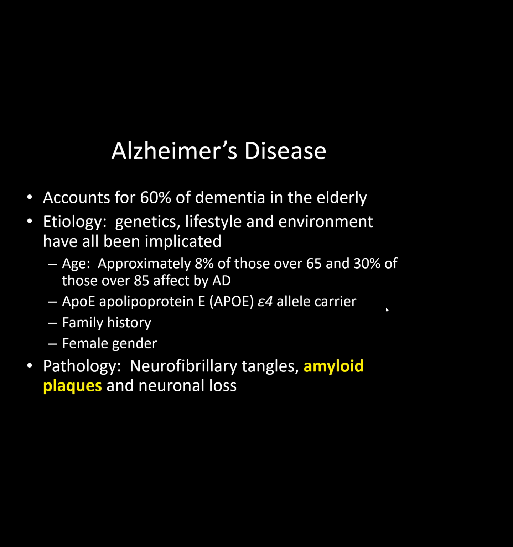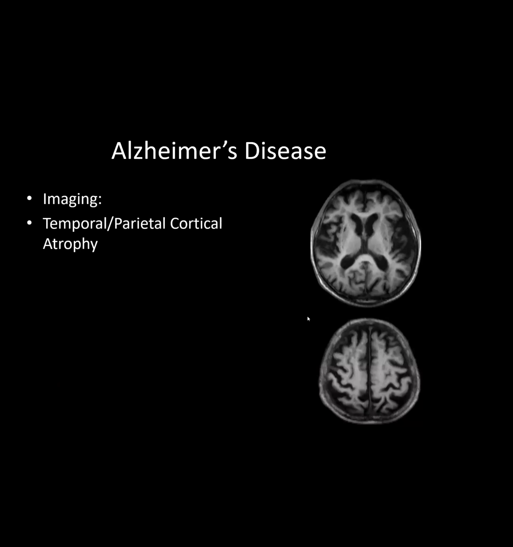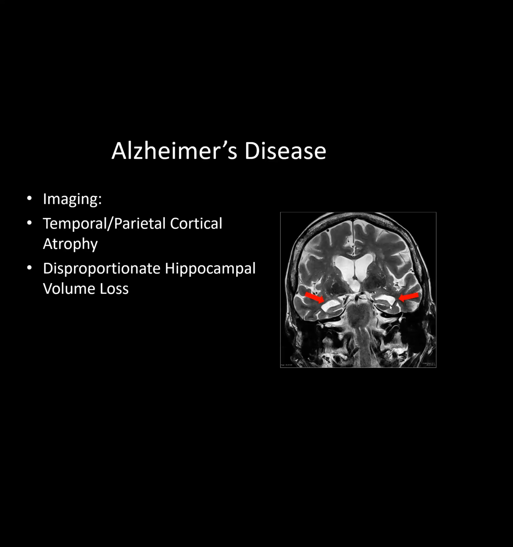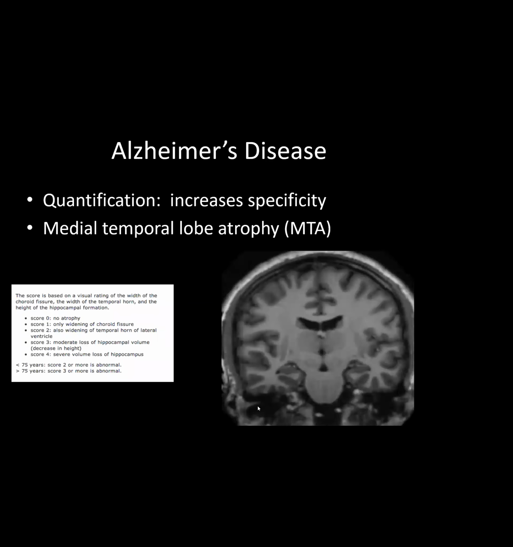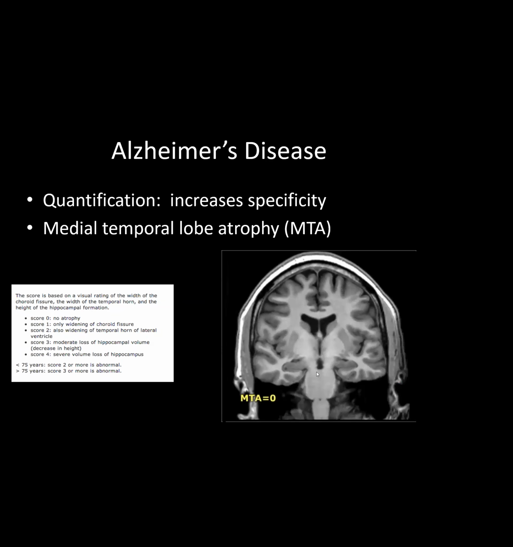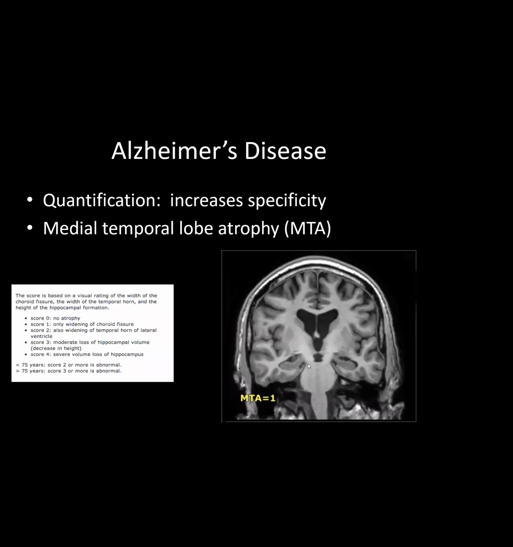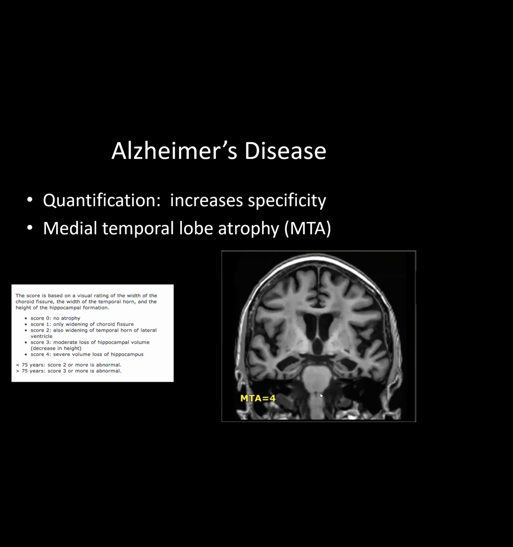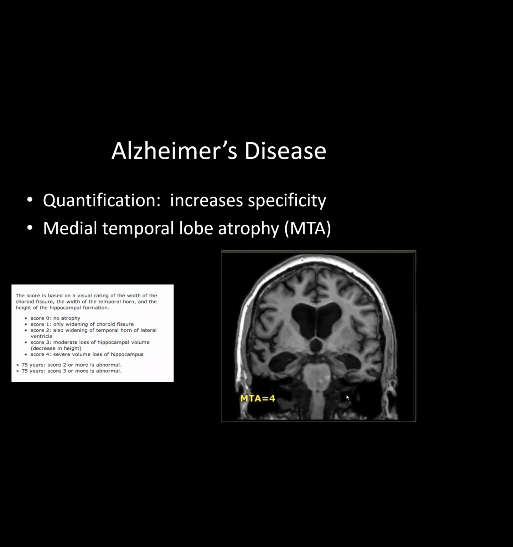You guys know the pathophys for this better than I do, like amyloid deposition and neurofibrillary tangles. For imaging, what you're going to be looking at is mainly temporal and parietal cortical atrophy and volume loss involving your hippocampi, which you can grade on a different scale. This is a normal appearance over here, and then especially over time, you can get more and more hippocampal volume loss for this disease. The way you grade this is by looking at how small the hippocampi are and how big the temporal horn and the choroidal fissure are.